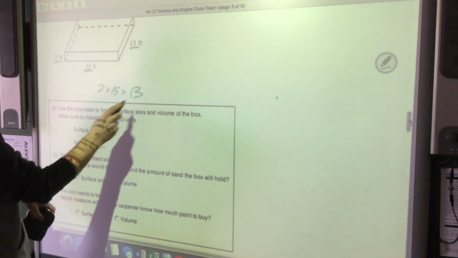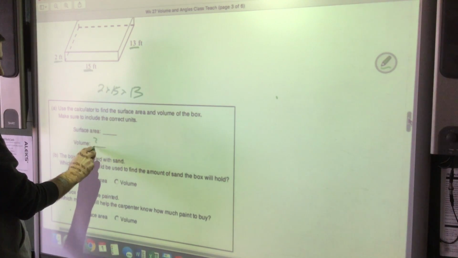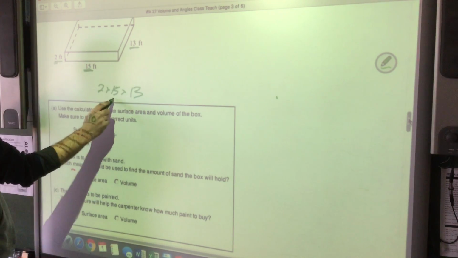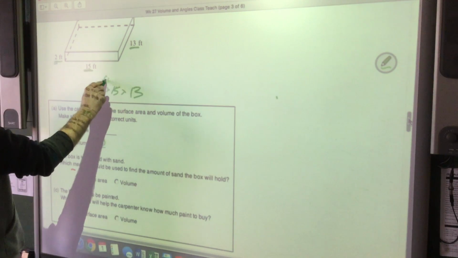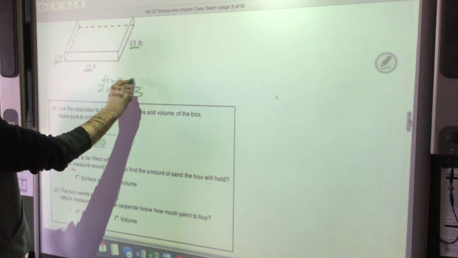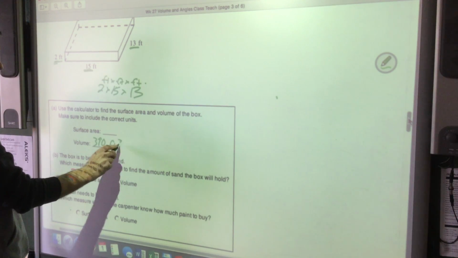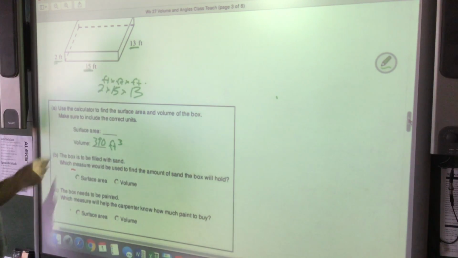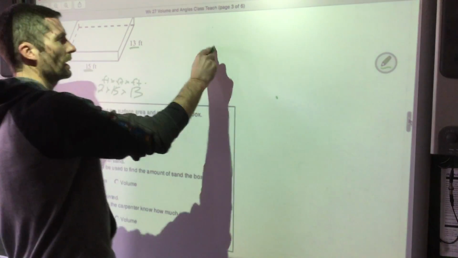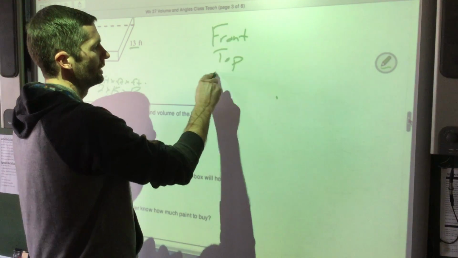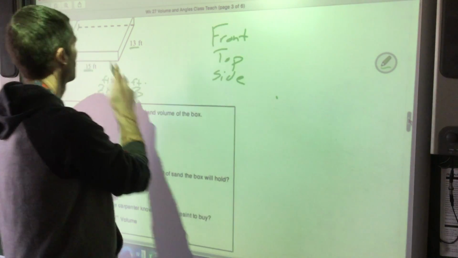2 times 15 is 30. 30 times 13 is 390. Now labels are very important. We're multiplying feet times feet times feet, so that's feet to the power of 3. Feet cubed. We're talking about the inside. Okay, surface area. Remember how we did this last week? We're going to find the front, the top, the side. We're going to find everything we see.